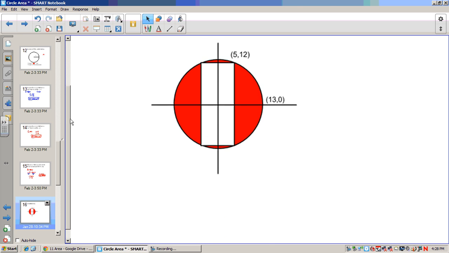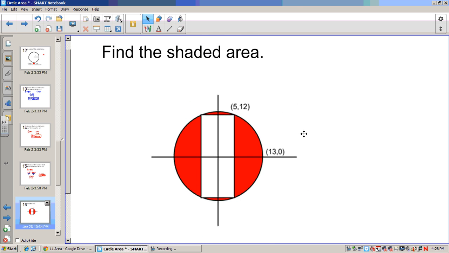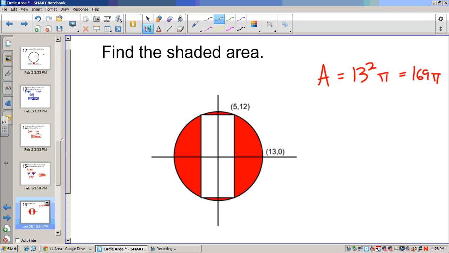All right, now we get a little bit trickier. Let's find the shaded area here in red. Well, from the center to the outside is 13. So the area of the whole circle is going to be 13 squared pi, or 169 pi. So that's the area of a circle.